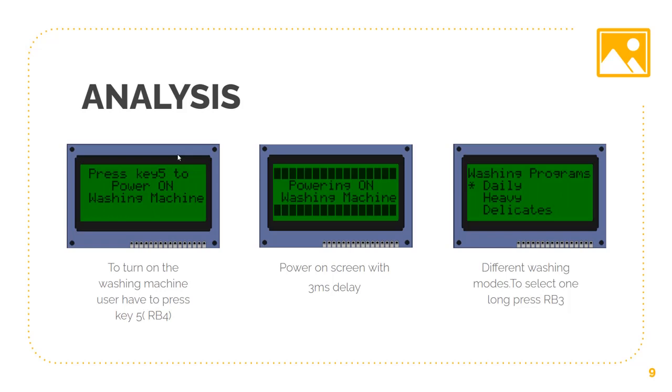Next comes the analysis. This is how a program is going to proceed. This is going to be our main screen. We press key 5, that is RB4, on the PIC GNS board. Once we click RB4, this is the powering on screen, which stays for approximately 3 milliseconds. After the screen gets over, we have the different types of washing modes, such as daily, heavy, and delicate. To select a mode, we have to long press the RB3 key.